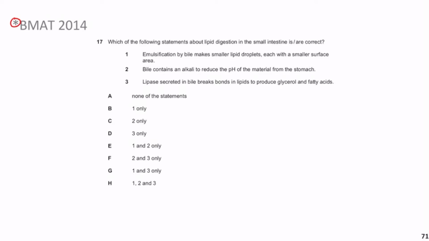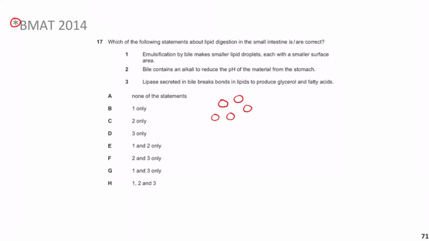Okay, guys, so let's go through this. This is: emulsification by bile makes small lipid drops, each with a smaller surface area. Let's talk about this concept of emulsification, because I think it's really important to understand what's going on. Imagine, guys, this is some lipid droplets. These are just some blobs of fat, right? Since fat is hydrophobic, it doesn't like water, and obviously most of the time these lipid droplets would be immersed in water.